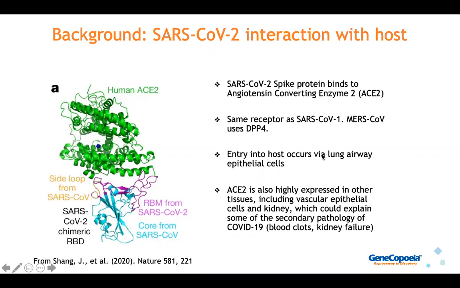receptor for the MERS-CoV virus, which uses a receptor known as DPP4. Entry into the host occurs via lung airway epithelial cells, although we also know that ACE2 is highly expressed on other tissues such as vascular epithelial cells and kidney, as well as colon tissue and other tissues, which could possibly explain some of the severe secondary pathologies that we've seen other than respiratory failure, such as blood clotting and kidney failure. And that could be one reason why people with comorbidities are more susceptible to mortality from this virus infection than others.